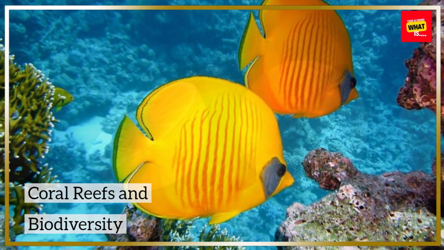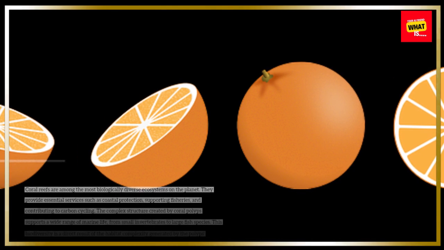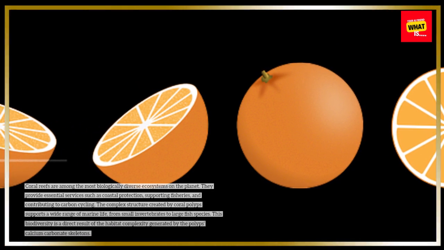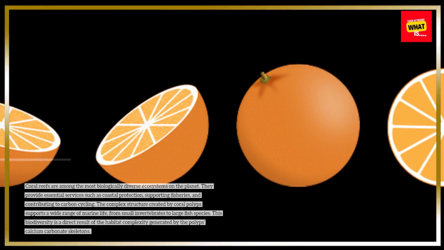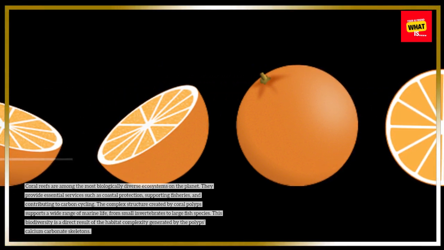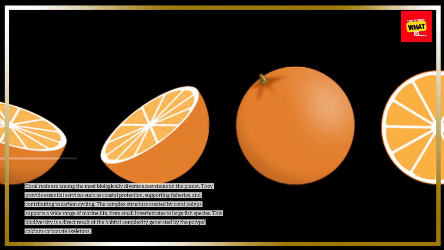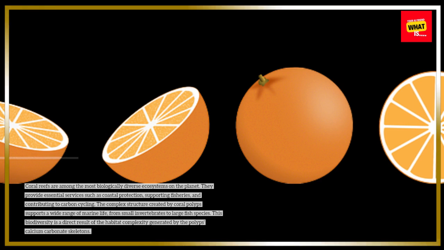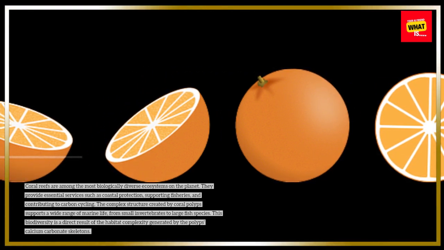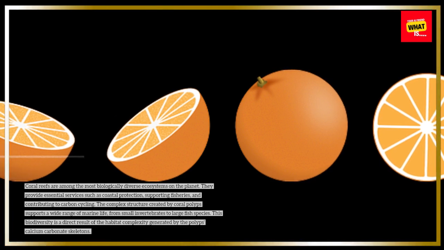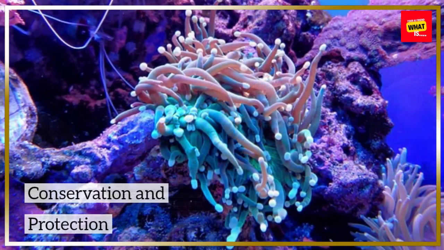Coral reefs and biodiversity. Coral reefs are among the most biologically diverse ecosystems on the planet. They provide essential services such as coastal protection, supporting fisheries, and contributing to carbon cycling. The complex structure created by coral polyps supports a wide range of marine life, from small invertebrates to large fish species. This biodiversity is a direct result of the habitat complexity generated by the polyps' calcium carbonate skeletons.